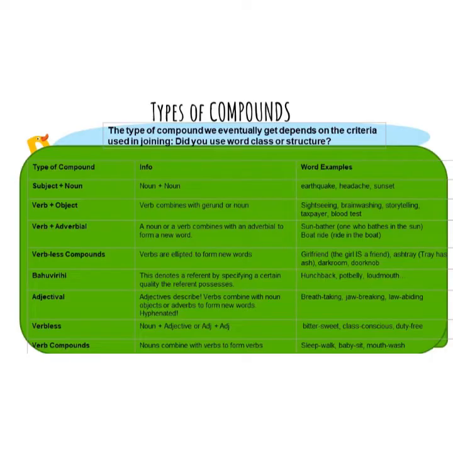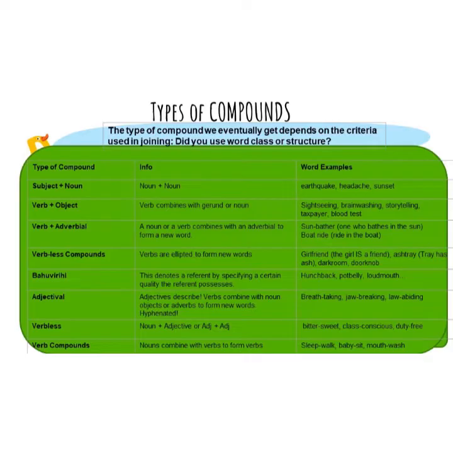We move on to verbless compounds. The verbs are ellipted to form new words. You have a girl that is a friend. Is is a verb that is being ellipted here. So you remove the is and you just go on to girlfriend. The tray has ash. Has here is the verb, and you have tray ash. Turn it around, you have ashtray. Okay, so that is the new word formed here. So the room is dark, and you ellipt the verb, and you have dark room, doorknob.